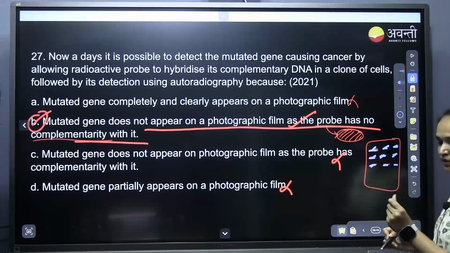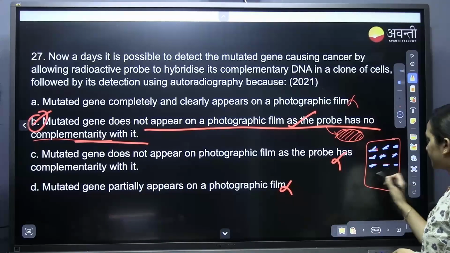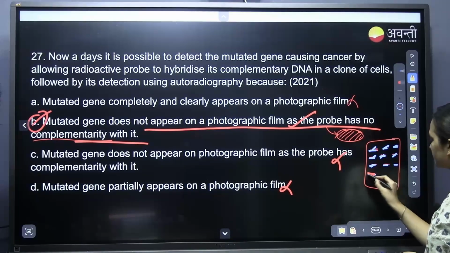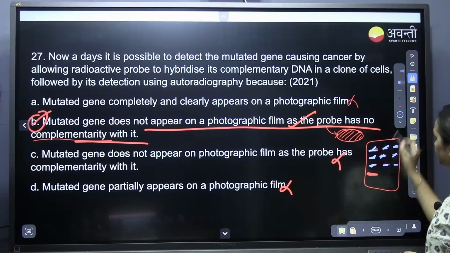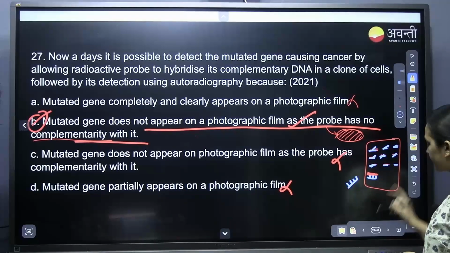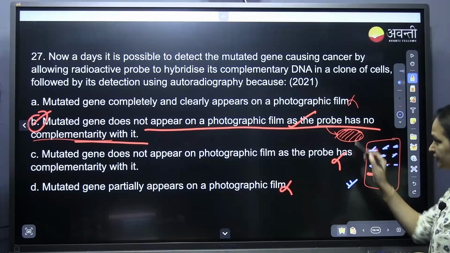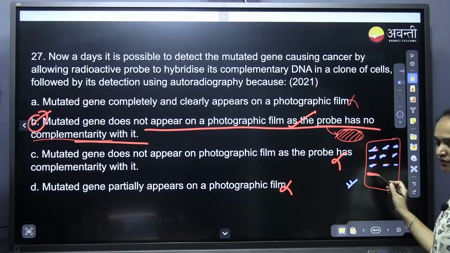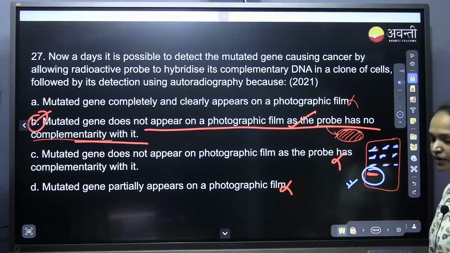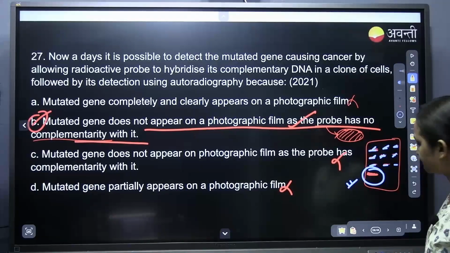For example, if the gene is mutated, the probe doesn't have the complementarity to go and bind to it. So the probe doesn't bind. The probe is the one which is radioactive, so if you see under the autoradiography, this particular thing will not appear in the photographic film. Understanding?